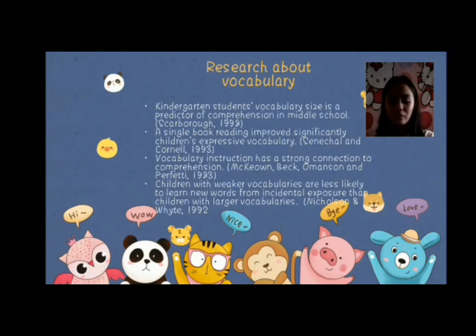Research about vocabulary: Kindergarten students' vocabulary size is a predictor of comprehension in middle school. A single book reading significantly improves children's expressive vocabulary. Vocabulary instruction has a strong connection to comprehension. Children with weaker vocabularies are less likely to learn new words from incidental exposure than children with larger vocabularies.